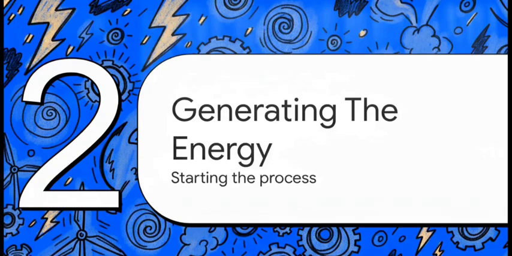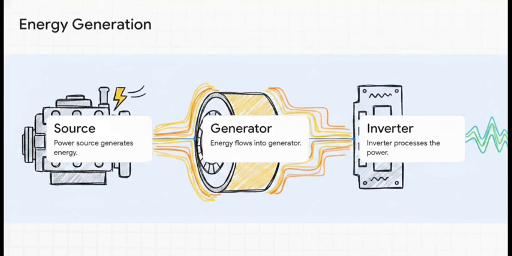Section 2. Generating the energy. Starting the process. Okay, here is the exact linear sequence for the genesis of the train's power straight from the animation source. Step 1. A diesel engine or an electric power source generates that massive initial burst of energy. Step 2, that energy doesn't just sit there, right? It immediately flows directly into the generator.